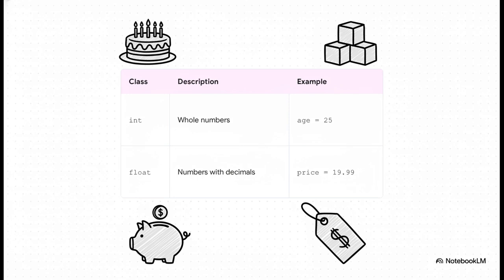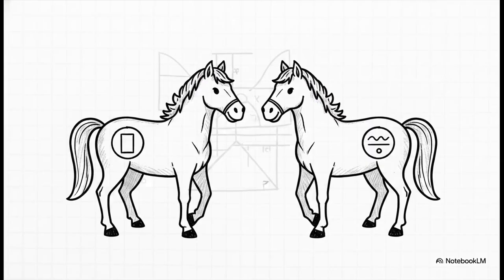And then we have float. These are the numbers with decimals, and they are absolutely essential for anything that requires precision, like a price equals $19.99. Now, for any of you mathematicians out there, yeah, Python does support complex numbers for some of that more advanced specialized stuff. But honestly, for almost everything you're going to build, int and float are going to be the powerful, reliable workhorses you reach for every single time.